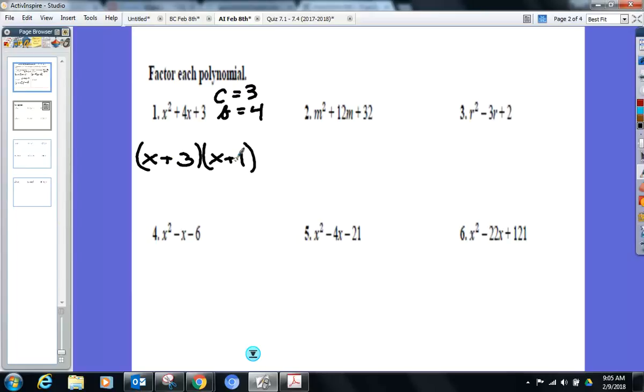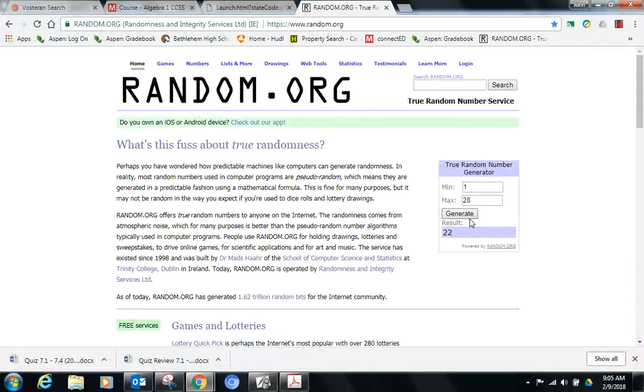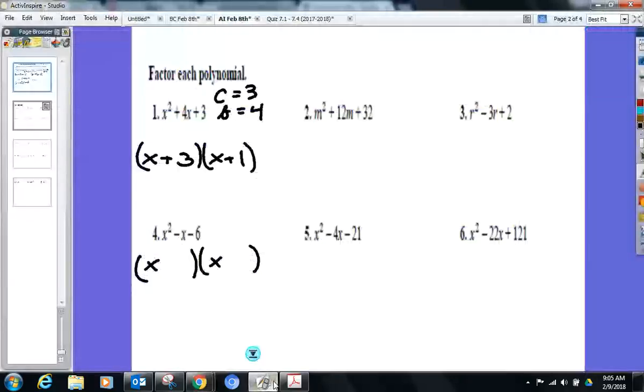Let's skip around here. Let's go to 4. 4 is usually a tough one for you rookies. Let's go to 4. First, just identify your C and B value in number 4. 22, identify your C and B value. What's your C value? Negative 6. And B value?